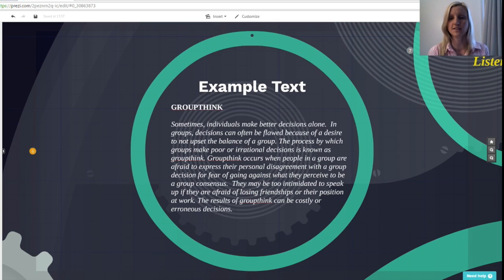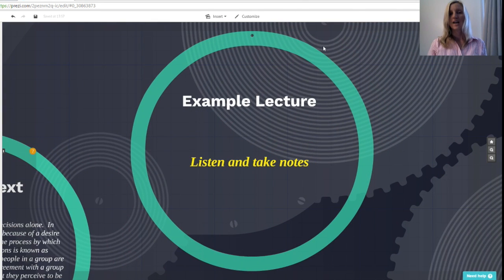So here's an example text. Feel free to pause the video to read this. This defines groupthink. So see if you can find the definition of groupthink from this and take a note of it. So you can pause the video now.